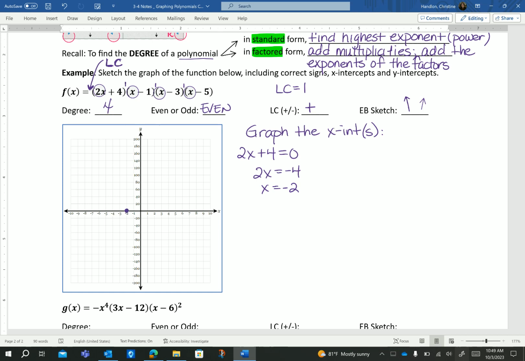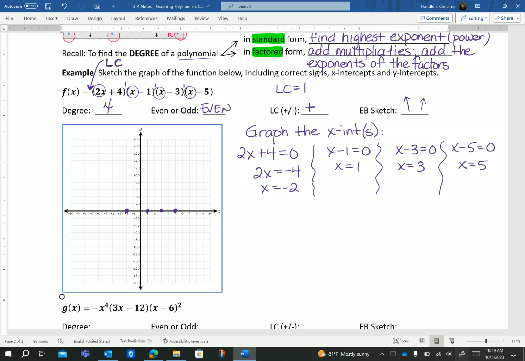So I'm going to come over here to the left and put a dot. And I'm going to do that for every single one of my factors. So x minus 1 equals 0. Add 1 on both sides. There's positive 1. x minus 3 equals 0. Add 3 on both sides. 3. And then x minus 5 equals 0. Add 5 to both sides. Here's 5. So we have a lot of x-intercepts.